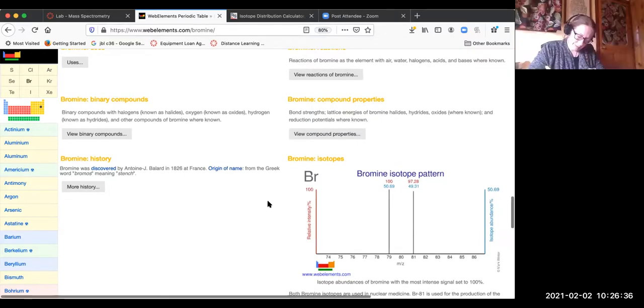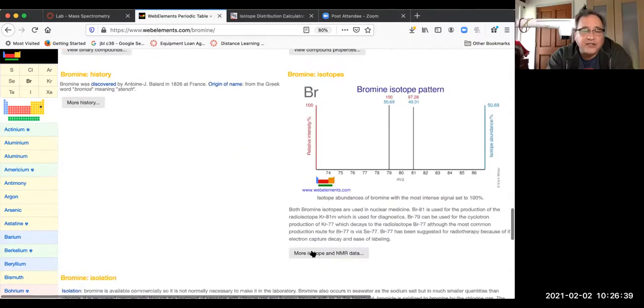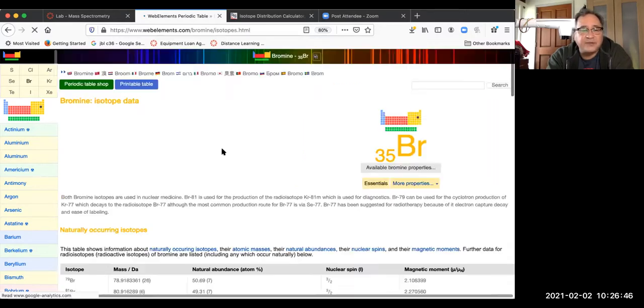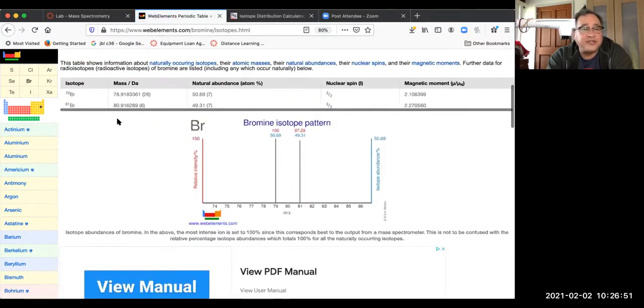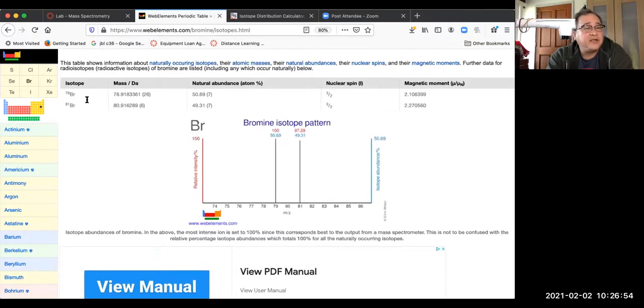Yes. If we scroll down a little more, do you see where it says more isotope and NMR data? That's where we actually want to go because we're going to see that plot again, but we're going to see the numbers behind the plot. So I want to bring your attention to this table above, first of all. Do you see how it says isotope 79 bromine and 81 bromine? This is your standard symbol for the isotopes. An additional piece of information that we often write is a 35 underneath the 79 and a 35 underneath the 81.